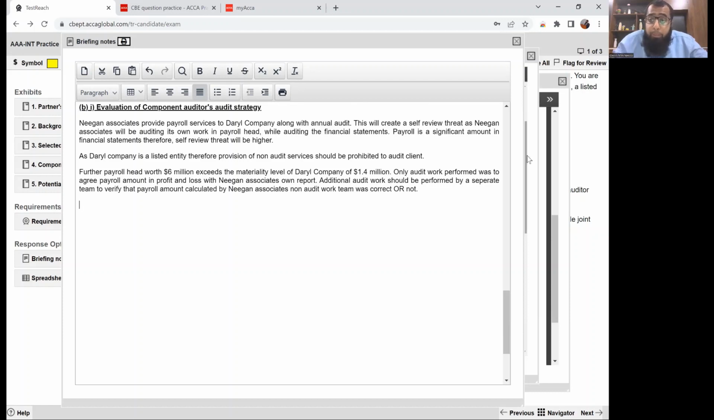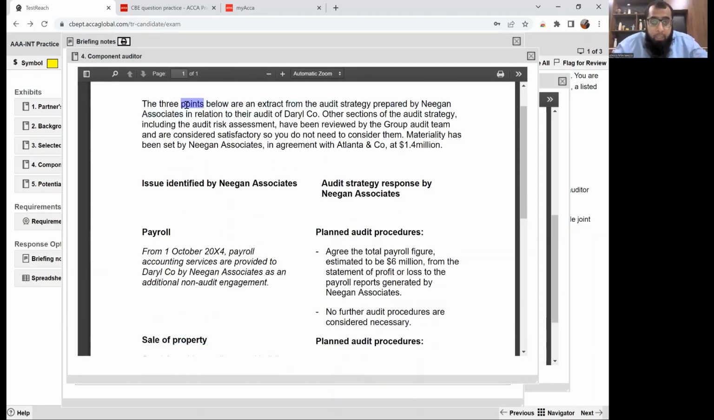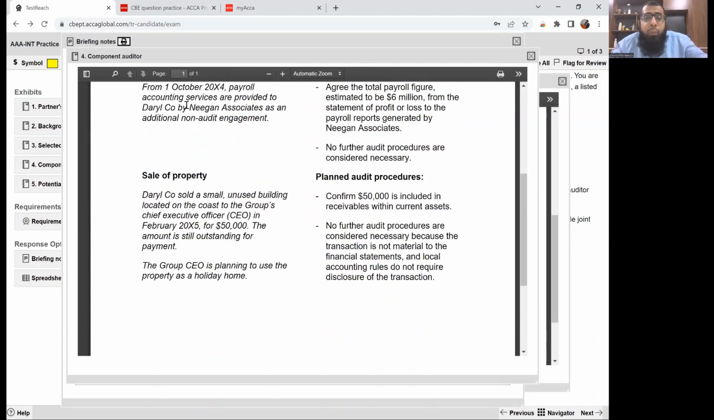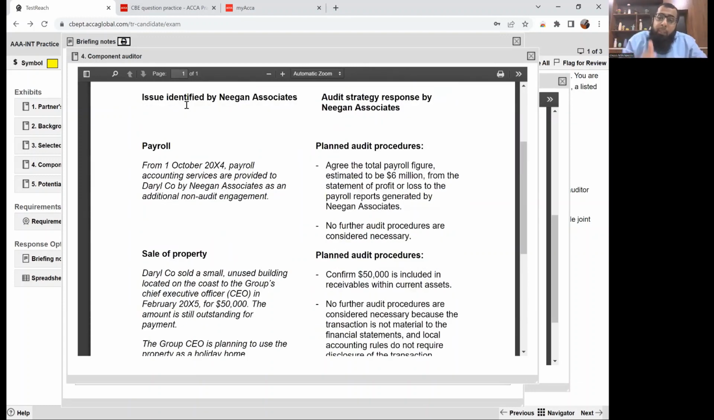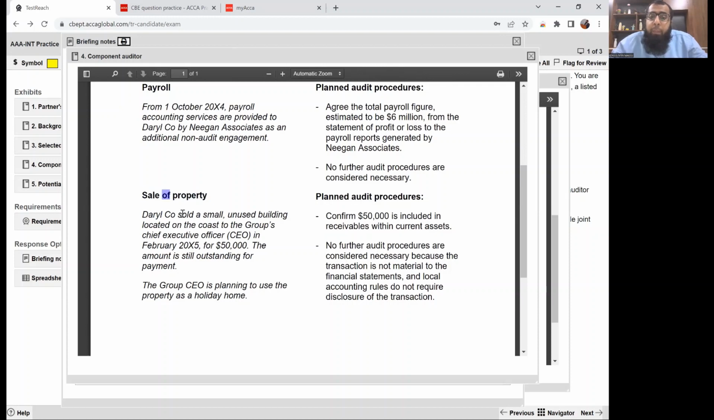I hope you are getting it. Then if I go further, there are only two issues. As I told, here he wrote that there are 3 points below. But in reality, the question we got has only 2 points. Why? Because in the specimen paper, the examiner has changed the paper because he has reduced the requirement marks and shifted them to profession. Now, sale of property. Darrell Company sold a small unused building located on the coast to the group's CEO in February 2005 for $50,000. The amount is still outstanding for payment. The group CEO is planning to use the property as a holiday home.